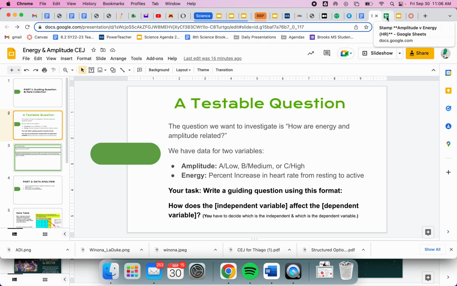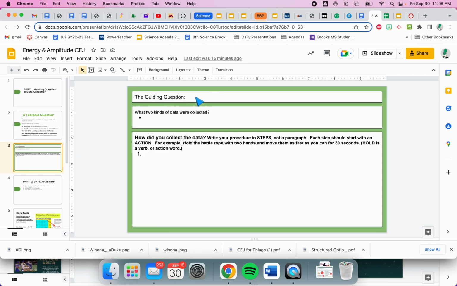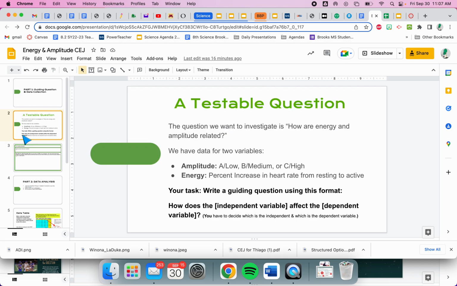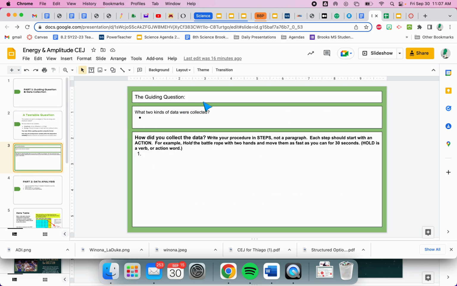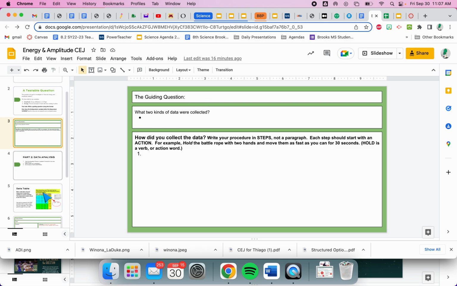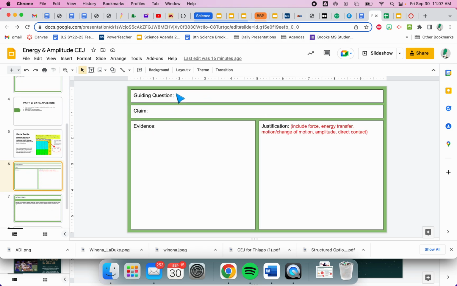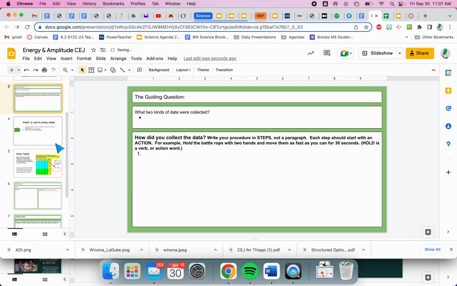Okay? Once you have decided that, then you write your testable question, your guiding question, right here in this format. How does the independent affect the dependent? You write it right here. And you're going to write it again right here, guiding question here. Okay? So that's how you write your guiding question.